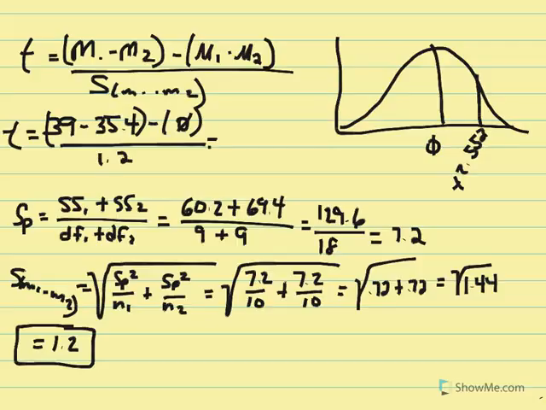So the mean difference is 39 minus 35.4, it's 3.6. 3.6 divided by 1.2, and that gives us a t value, a t statistic equal to 3. Okay, and I forgot to shade in again. This is my critical region. Any t value greater than 2.552 will put me in the critical region.